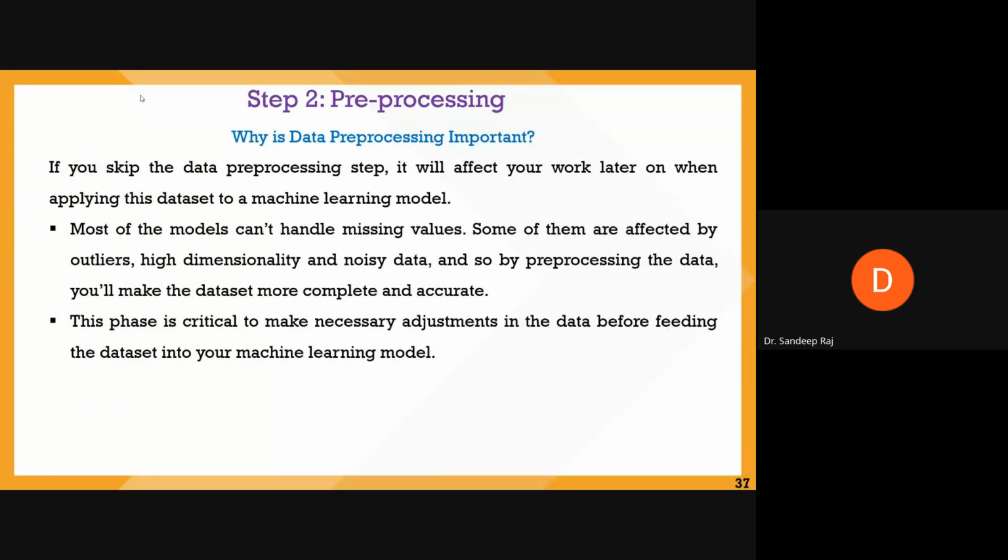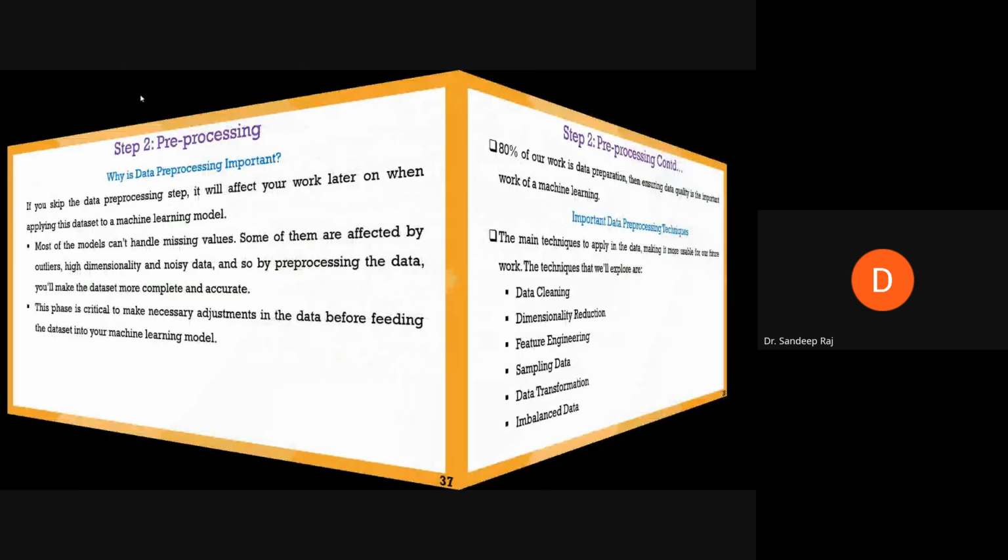So the second part is the pre-processing part. If anyone skips this part, it will again affect the accuracy of the model. Most of the models can't handle missing values. Some of them are affected by outliers, high dimensionality, and noisy data. So by pre-processing the data, we make the data set more complete and accurate. This phase is critical to make necessary adjustments in the data before feeding the data set into the machine learning model.